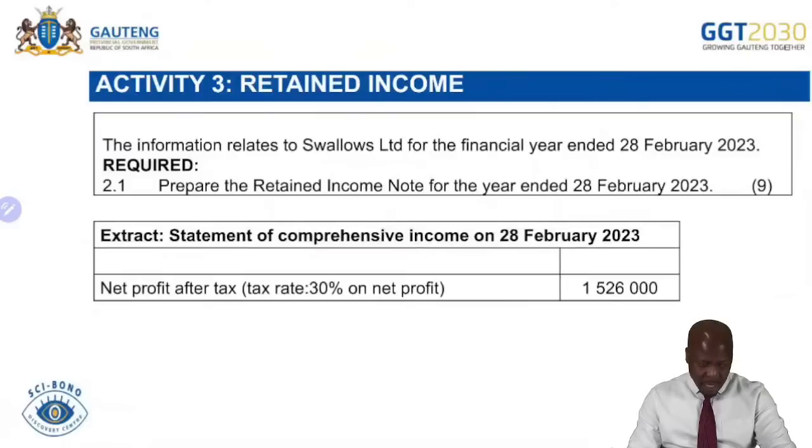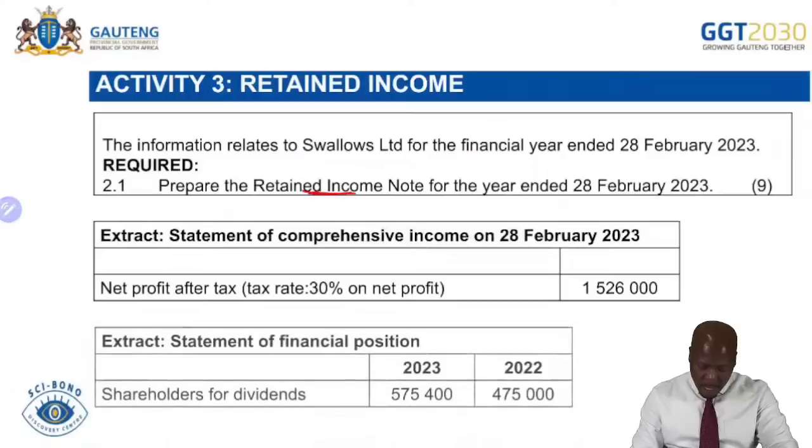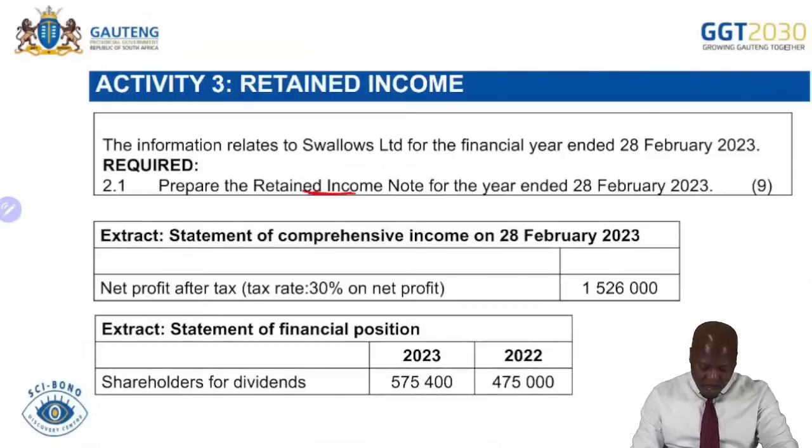What I have here is an extract from the NSC June 2023 paper 1. Okay, let's see what we are required to do. In this question, we are required to prepare the retained income note for the year ended 28th February 2023. So we're doing the retained income note. All right, let's see more information that we're given that relates to the statement of financial position.